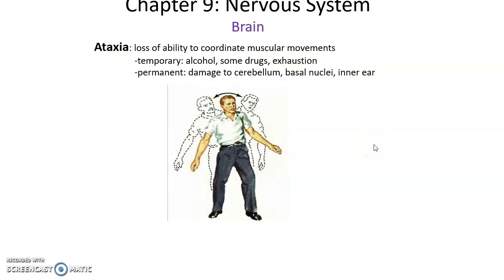Ataxia. Ataxia is the loss of ability to coordinate muscular movements. Ataxia can be caused by a variety of things. Temporarily, it could be caused by, say, getting drunk, so from alcohol. So if you think about how someone who is drunk moves around, they're kind of wobbly, they have trouble going in a straight direction. When they're trying to grab something, often they miss a little bit and knock things over. So that is ataxia. However, it can be caused permanently by damage to the cerebellum, basal nuclei, or the inner ear. And permanent ataxia is not fun because it's all the bad parts of being drunk and none of the good parts.